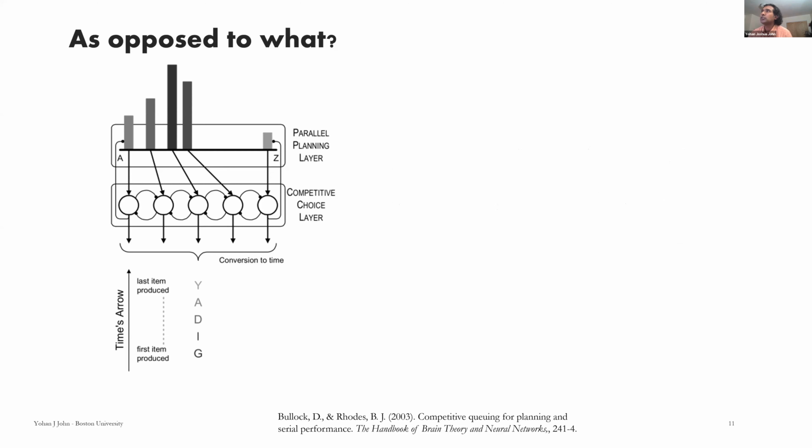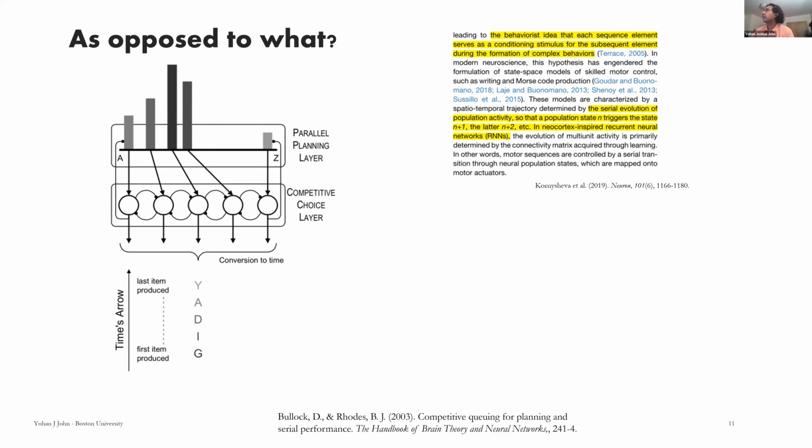So you could say, well, what else is there? What other sort of model might you think of? The Kornysheva paper actually gives a good glimpse at what else was on the table, especially in the 70s, but even subsequently. There was a behaviorist idea that each sequence element serves as a conditioning stimulus for the subsequent element during the formation of complex behaviors. I actually came across this type of model during my work. It was called the behaviorist model of timing.